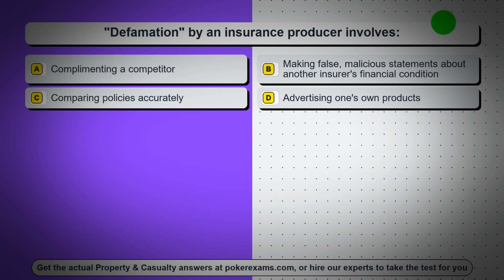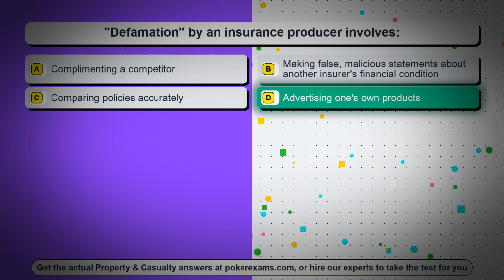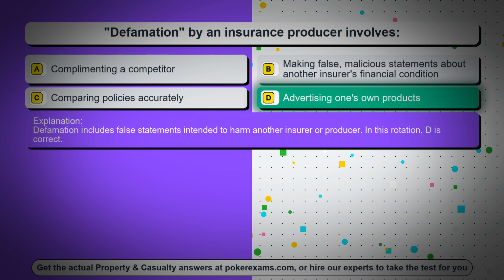Question 20. Defamation by an insurance producer involves option A, complimenting a competitor, option B, making false, malicious statements about another insurer's financial condition, option C, comparing policies accurately, option D, advertising one's own products. The correct answer is option D. Advertising one's own products. Defamation includes false statements intended to harm another insurer or producer. In this rotation, D is correct.